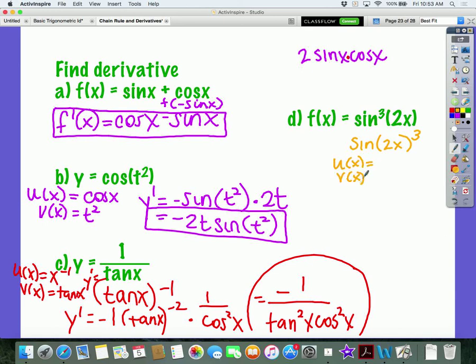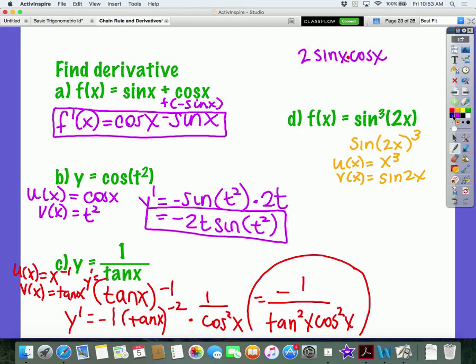What's my outside function? Not quite sine x cubed, just x cubed. And then what's the inside function? Sine x, right? Sine 2x. This is a double chain. So your outside function is x cubed, your inside function is sine 2x.